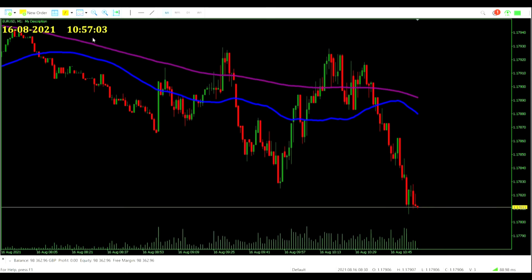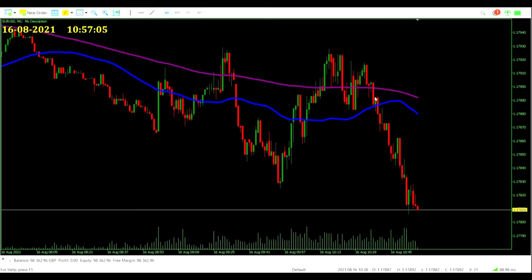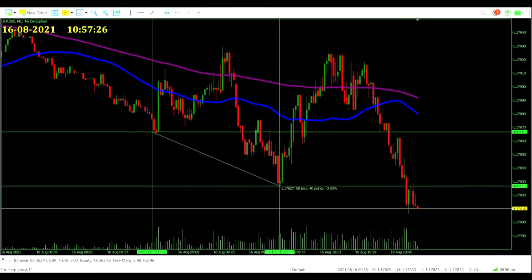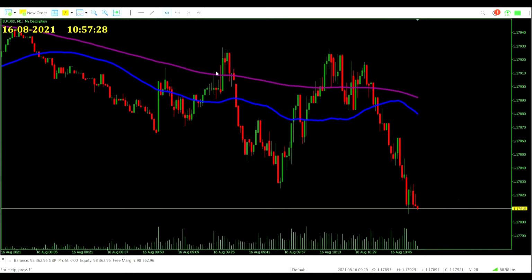Okay, just gone 10:57 a.m. and here we are on that euro US dollar 1 minute chart. You can see price has been coming down here. We've got both our indicators pulled up. That's the 50 there in the blue and the 200 moving average in the purple. Price has been coming down. It looks like it's going to be making consistently lower lows.